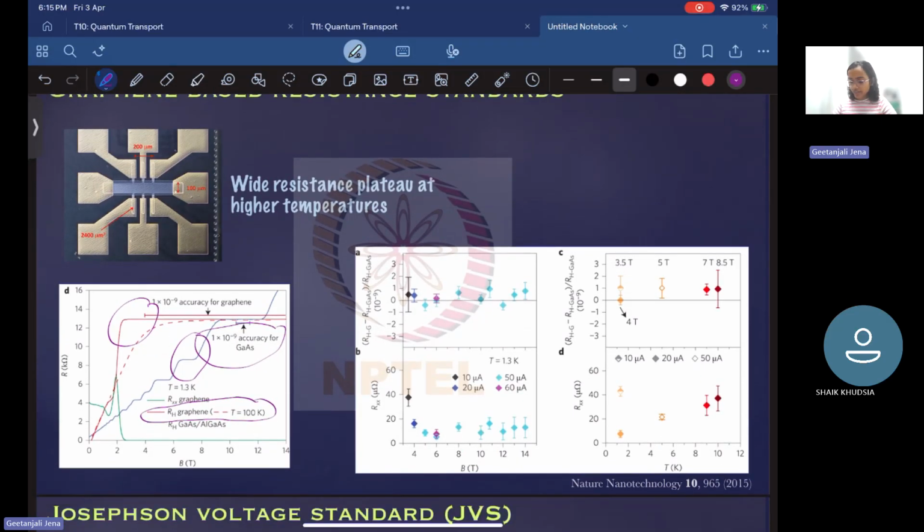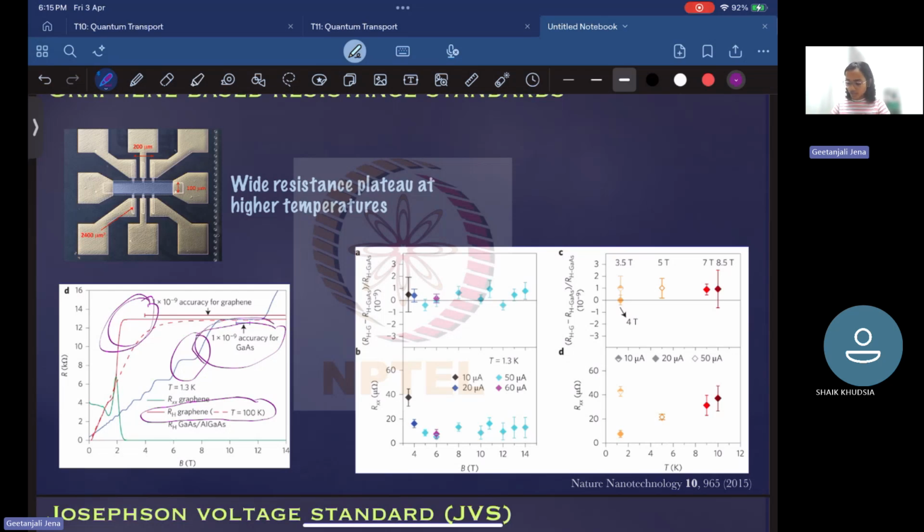These wider plateaus are all because, in graphene, the Landau levels are widely separated. So even if we increase the temperature, there won't be much thermal broadening. So these effects are not quite affected even if we increase the temperature. This is why we use graphene as a standard, because it can show this behavior even at high temperature, and we can still see the same accuracy.